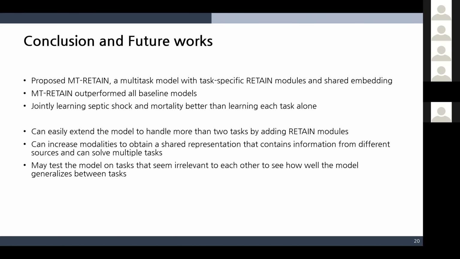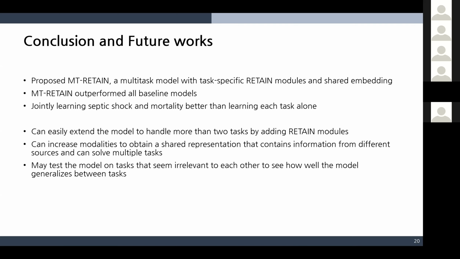So in conclusion, we proposed a multitask extension of Retain, which outperformed all baseline models. From this, we could see that learning septic shock and mortality simultaneously actually improves the predictive ability of the model regarding both tasks. MT Retain can be easily extended to more tasks since all it takes is to add a Retain module on the shared embedding layer per added task.